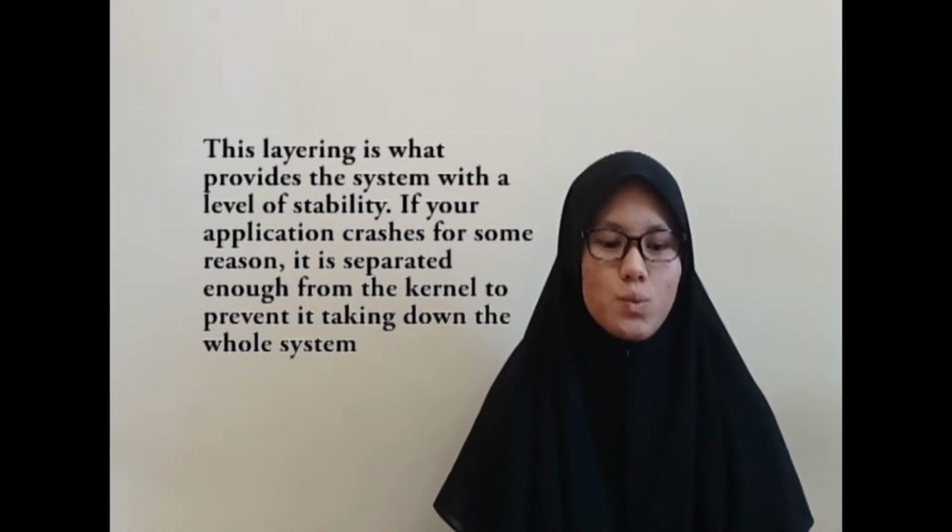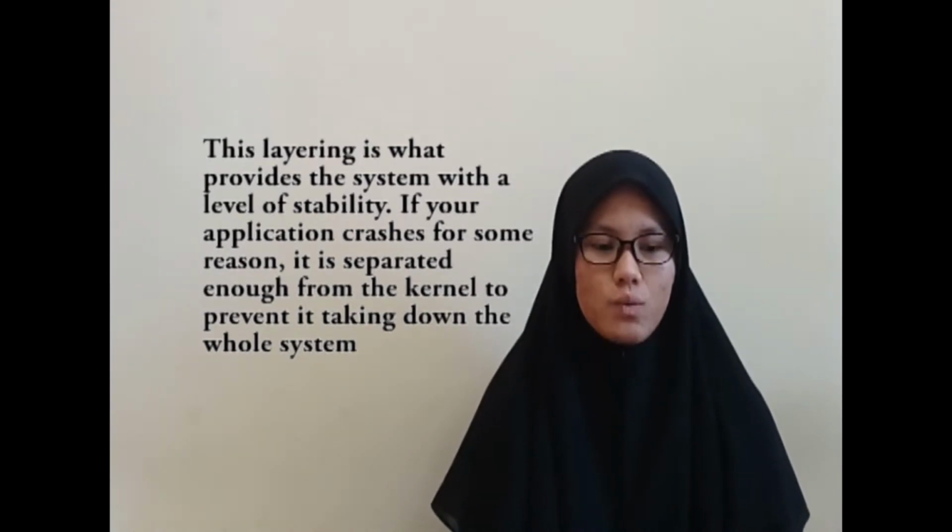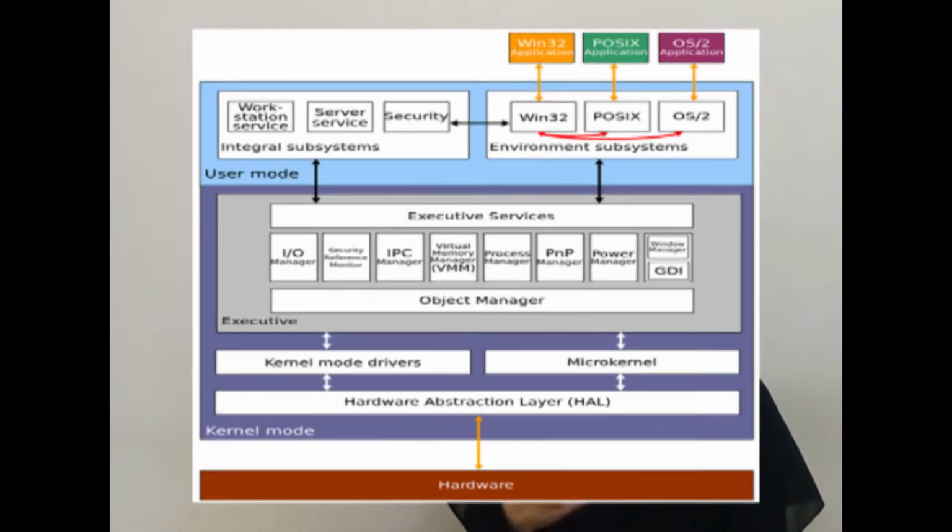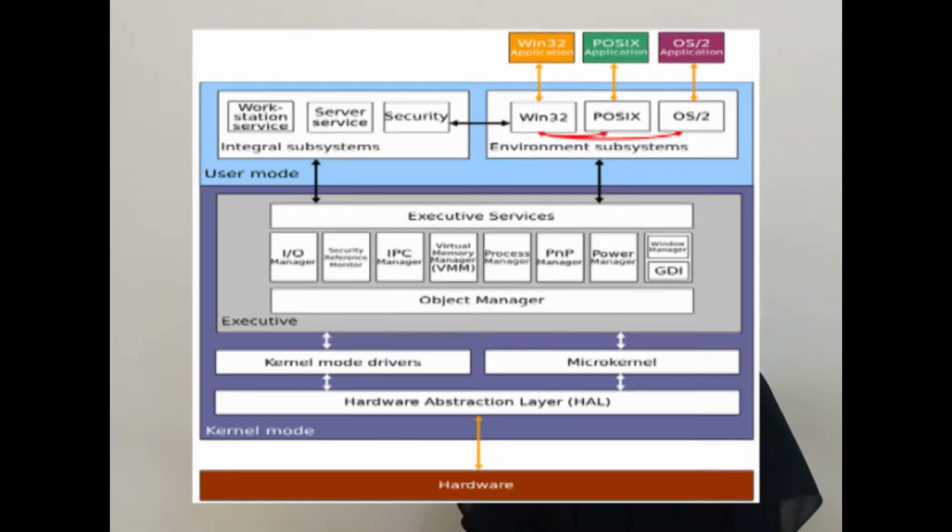This layering is what provides the system with a level of stability. If your application crashes for some reason, it is separated enough from the kernel to prevent it taking down the whole system. Now, I will explain the Windows architecture diagram. This is the diagram of the architecture of Windows.